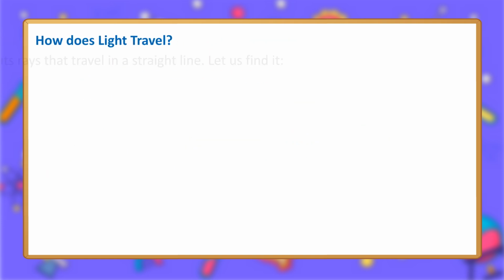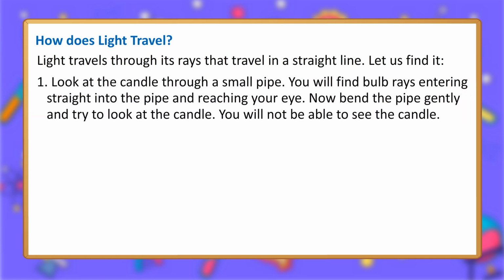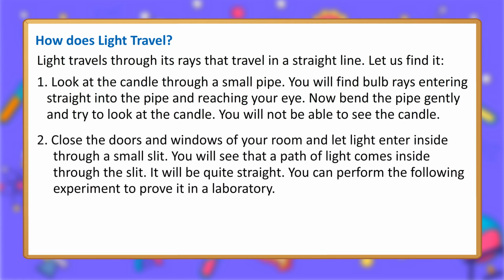How does light travel? Light travels through its rays that travel in a straight line. Let us find it. One. Look at the candle through a small pipe. You will find light rays entering straight into the pipe and reaching your eye. Now bend the pipe gently and try to look at the candle. You will not be able to see the candle.